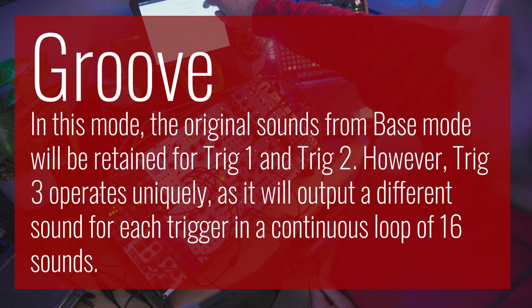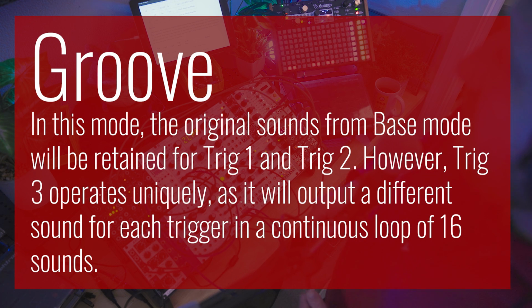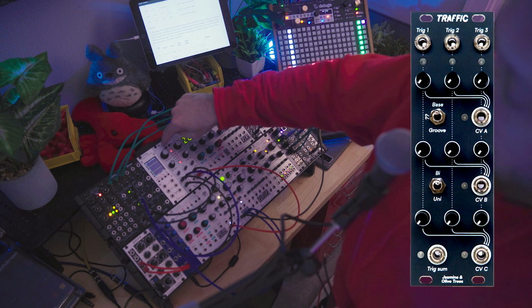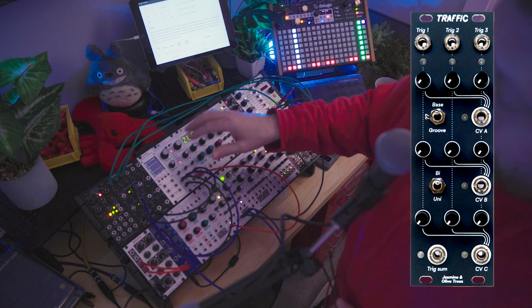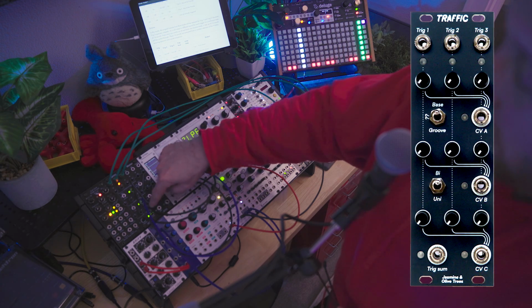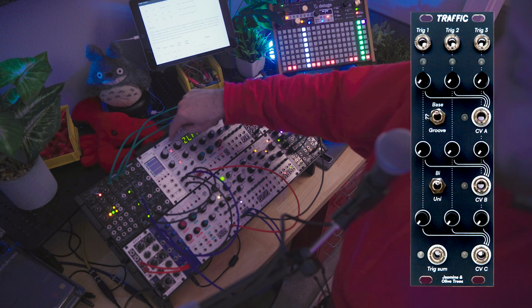In groove mode, the original sounds from the bass mode are retained for trig 1 and trig 2. However, trig 3 operates uniquely as it will output a different sound for each trigger in a continuous loop of 16 sounds. So now the voltage coming out, by the way, there's no sounds coming out of here. All the sounds are coming from plates. But what it's doing is choosing different voltages in a sort of groovy loop for that 3rd trigger and getting different stuff out of this.